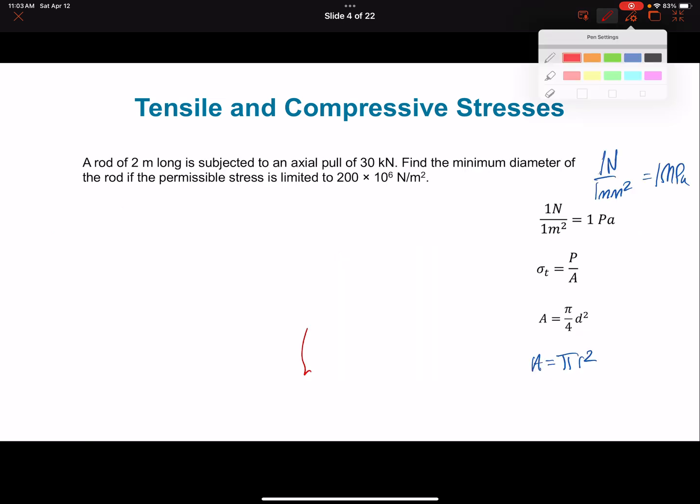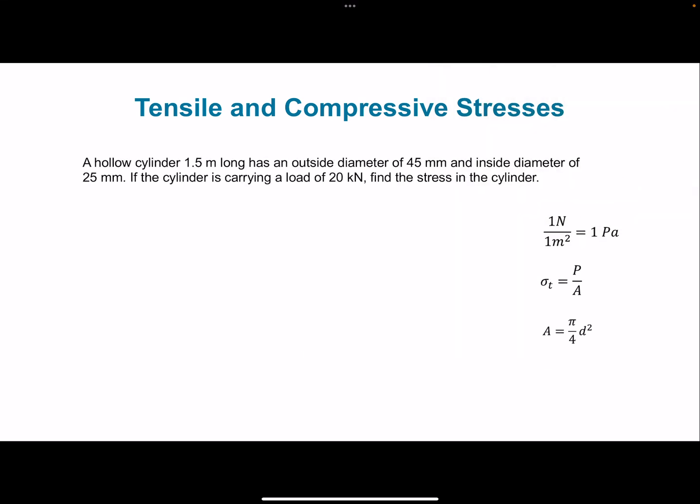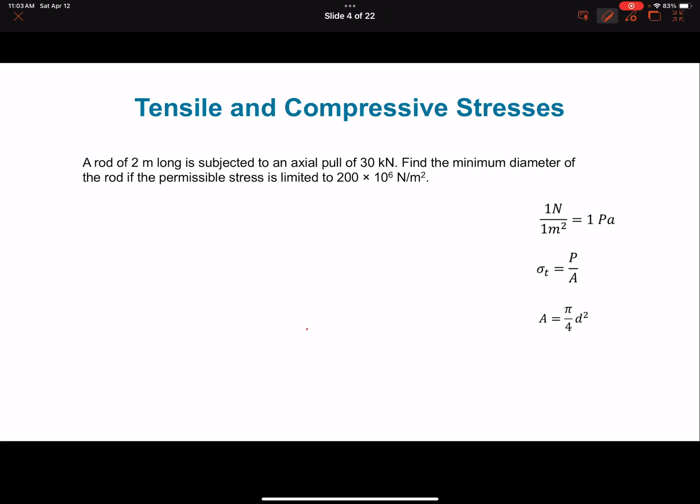And now we're back to this problem that I screwed up. So let's just start this one fresh. And we are going to switch it over to the blue just for fun. It says a rod 2 meters long is subjected to an axial tensile pull of 30 kilonewtons. Find the minimum diameter of the rod if the permissible stress is 200 times 10 to the 6 pascals. And a Newton over a meter squared is a pascal.